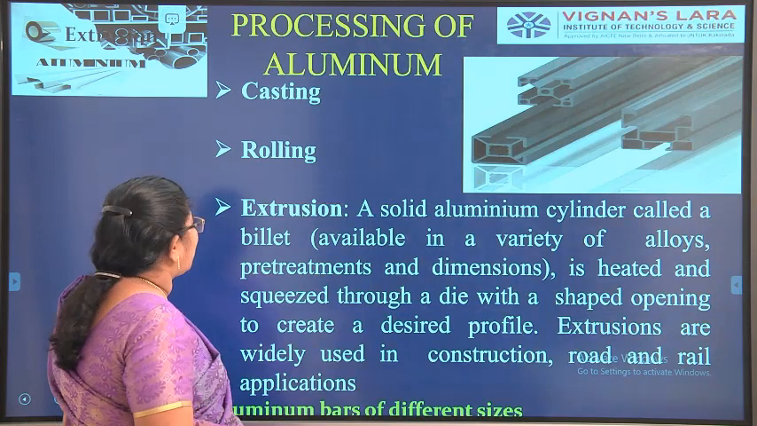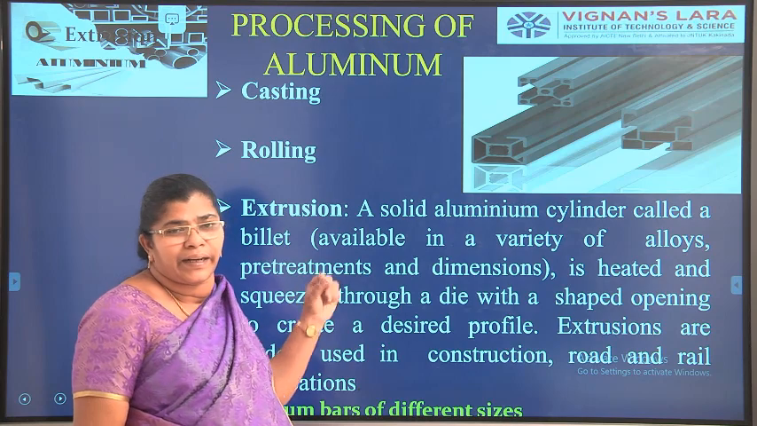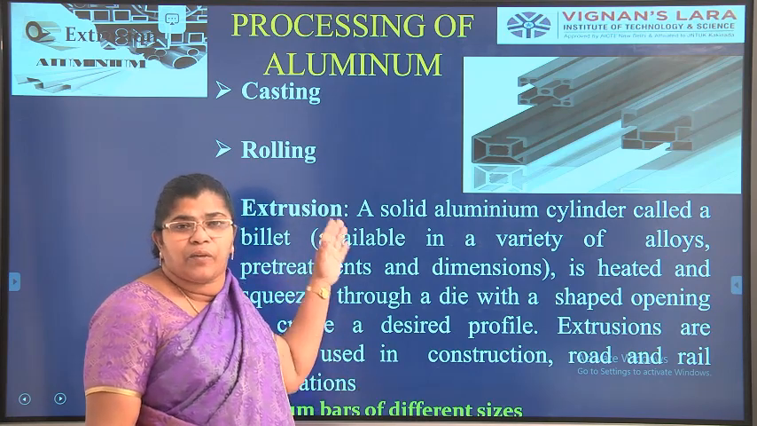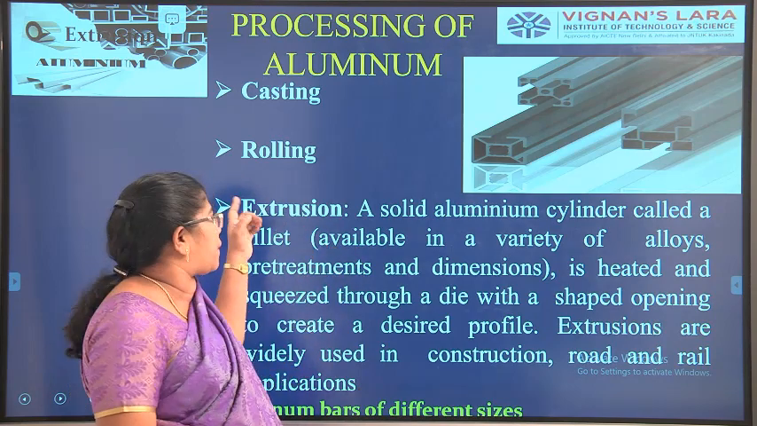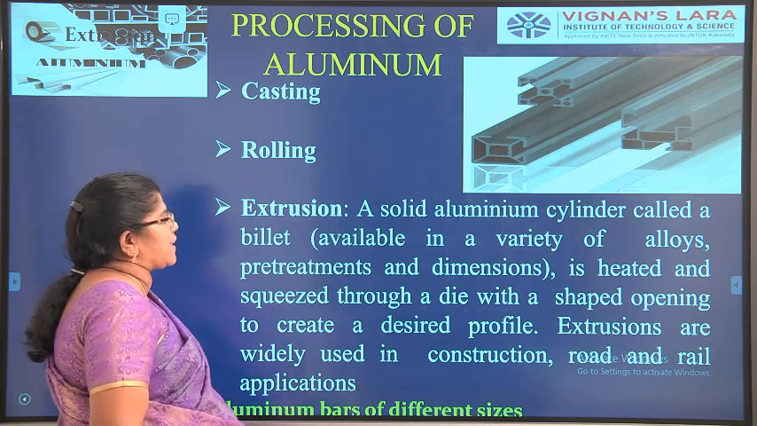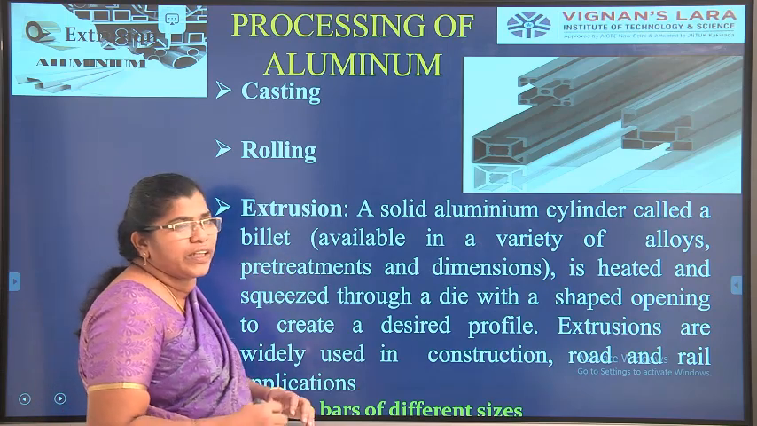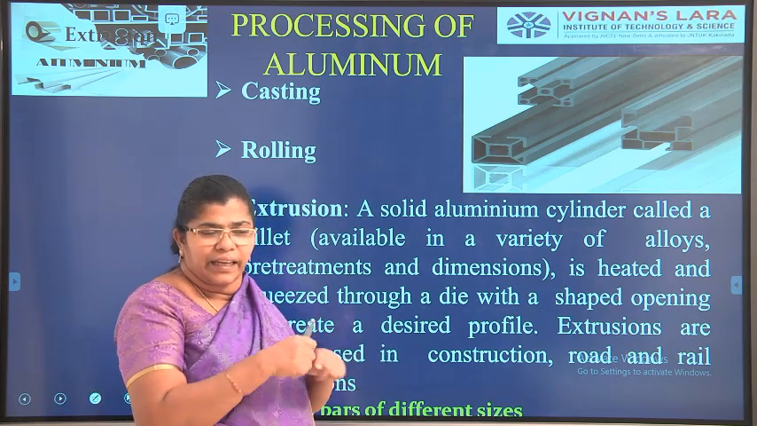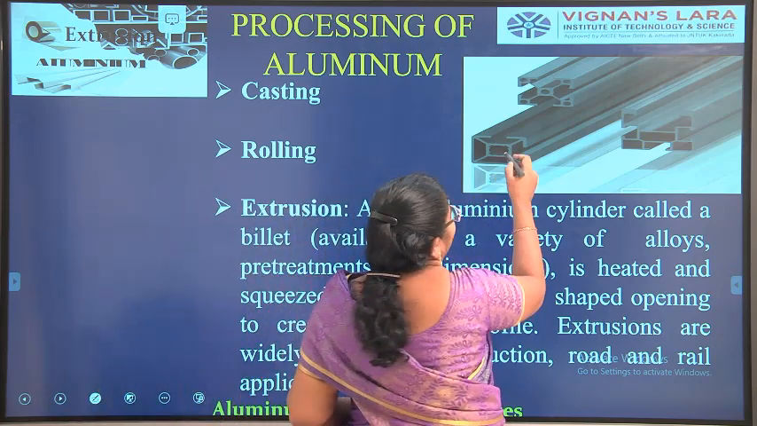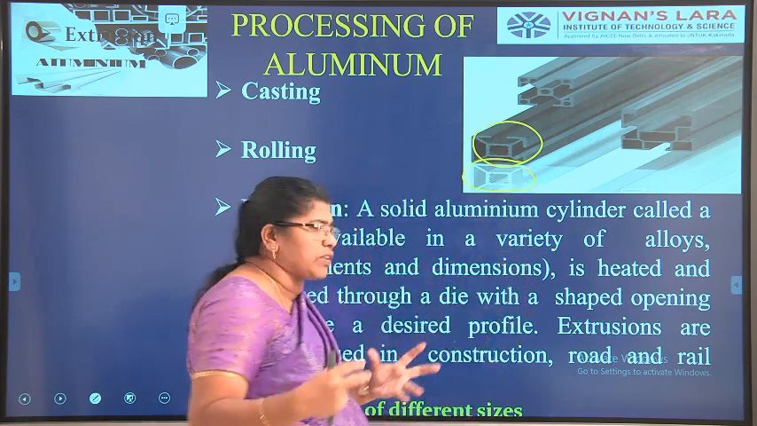Now the next one, we will see how the aluminum process takes place, and at the end the applications of aluminum. We will see one by one how each process gives very good aluminum products. The first one is casting for rolling and extrusion. First we will see extrusion. Extrusion is extruding a material through a mold, and we can extrude a box-like substance.